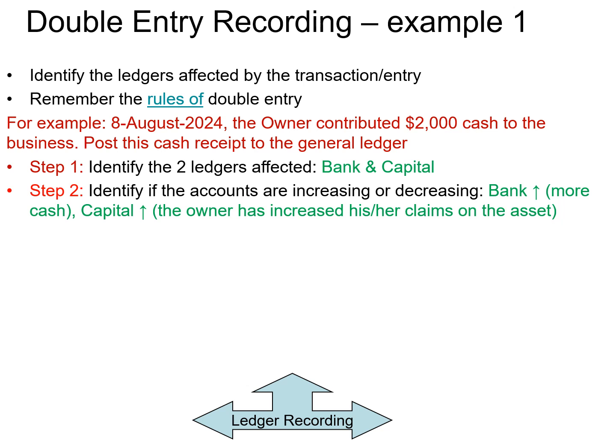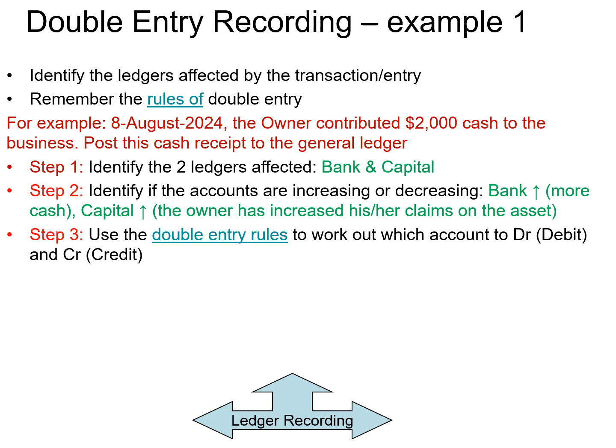Then we work out if these two accounts are increasing or decreasing in terms of their balance. So our bank balance is increasing because the owner's pumped some money into the bank. And our capital account has also increased because the contribution has increased the residual claims on the assets.